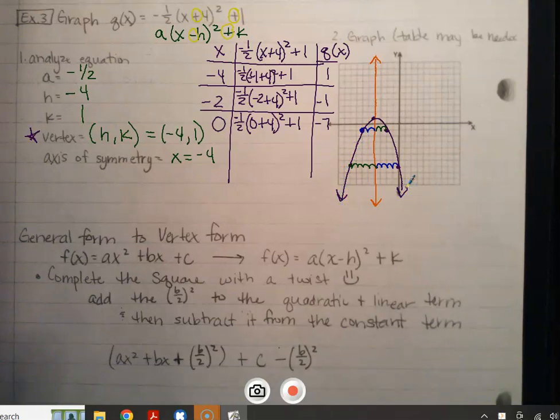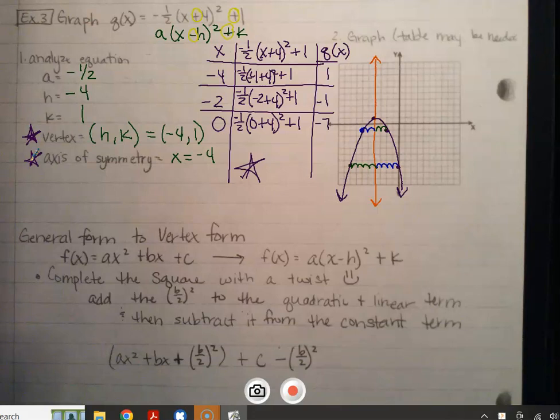My point here with the table is you don't have to calculate all of the points. You just have to find a couple, know where your vertex is, find a couple of points, know where your axis of symmetry is, and then you can do a mirror image on the other side of it.